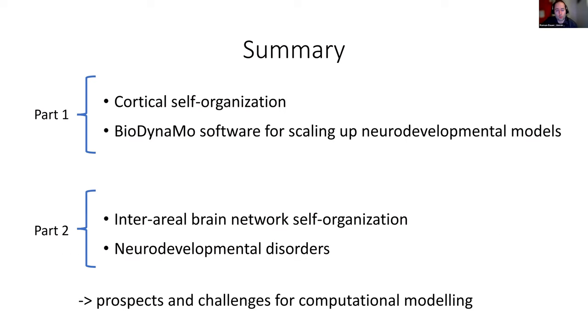So to conclude, I've shown in the first part computer modeling and simulations of cortical self-organization with this layered structure, and then also I've presented the bidynamo software, which allows us to scale up to larger systems neurodevelopmental models. And then in the second part, I've shown a computational model for large-scale inter-areal brain network self-organization. So how do certain features of brain networks develop, including hubs, and then also the relevance of this for neurodevelopmental disorders. And so there are a lot of potential applications of this kind of approach in the future, because now we are at a stage where we can really scale up and create more detailed simulations. Of course, we need experimental data to inform this, but this would be the overall future approach.